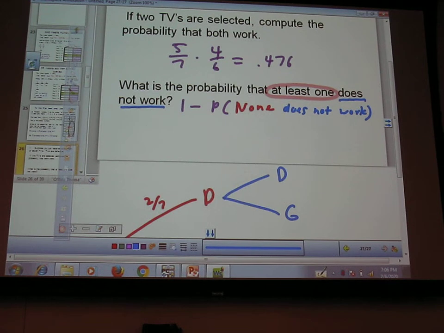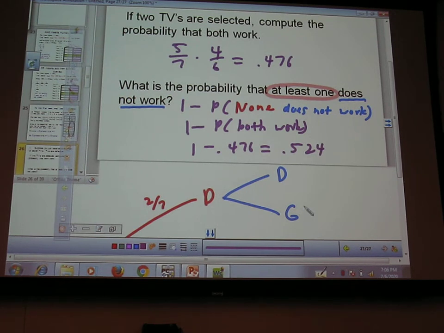So both do work. So that means that's the same thing as 1 minus the probability that both work. And you already have that. 1 minus 0.476. 0.524. All right, take a minute, talk to your neighbors about it.